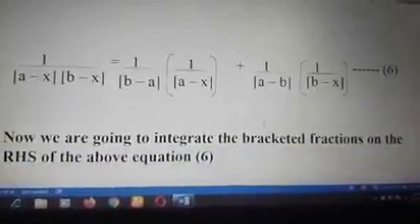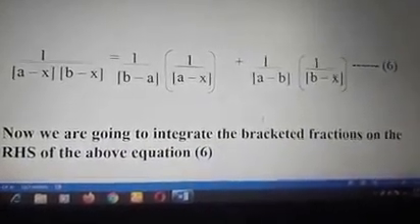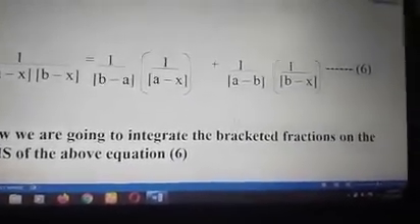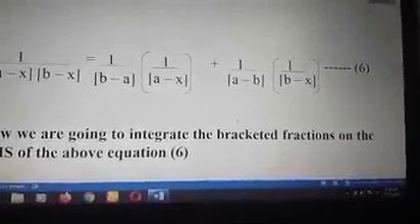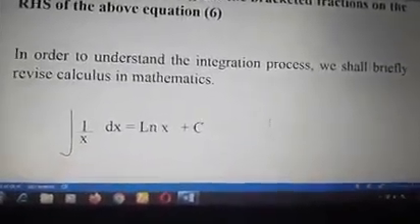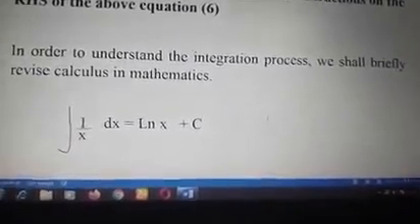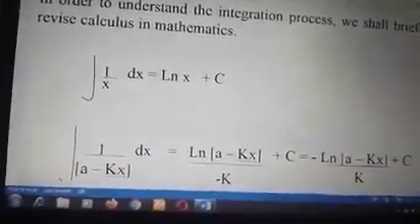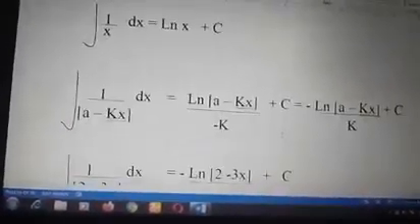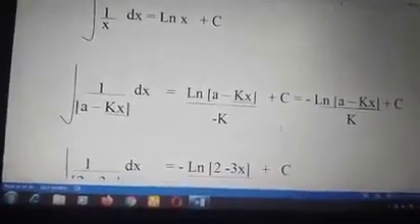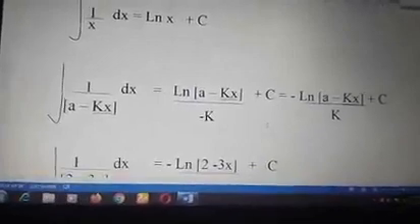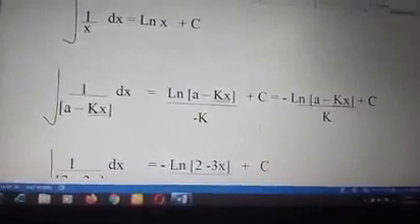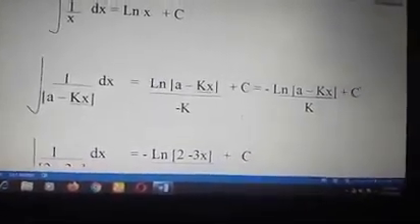So having done that, now we are going to integrate the bracketed fractions on the right hand side of equation 6. In order to understand the integration process, we shall briefly revise calculus in mathematics. The integral of 1 over S ds is written as ln S plus C. So the integral of 1 over A minus Ks ds, where K is the coefficient of S, gives us ln of A minus Ks divided by minus K, that is minus the coefficient of S, plus C, the integration constant.